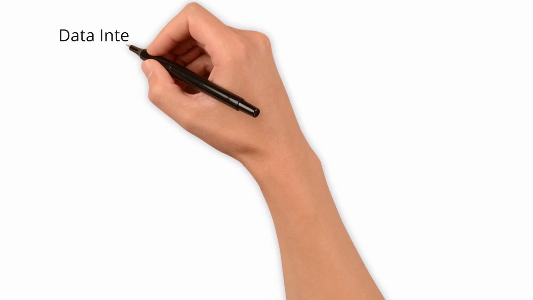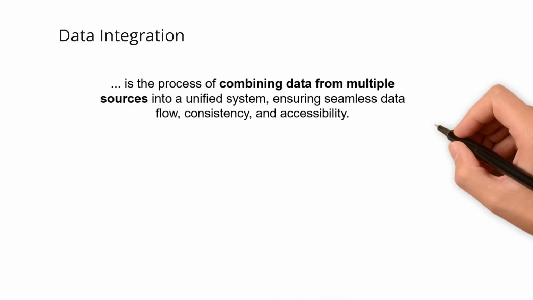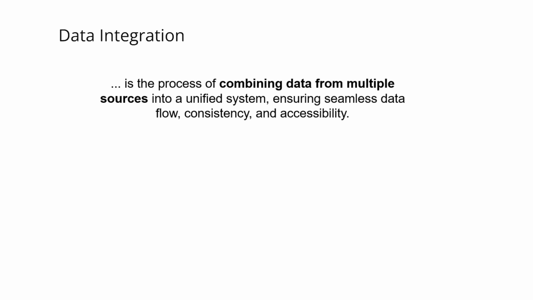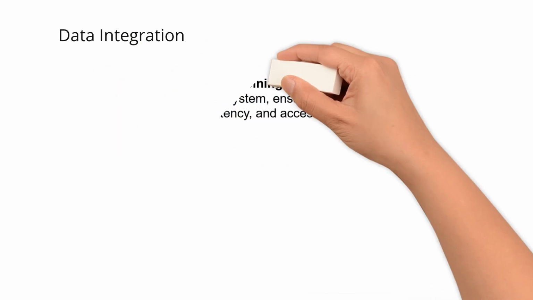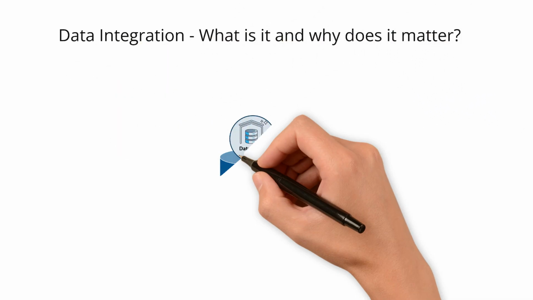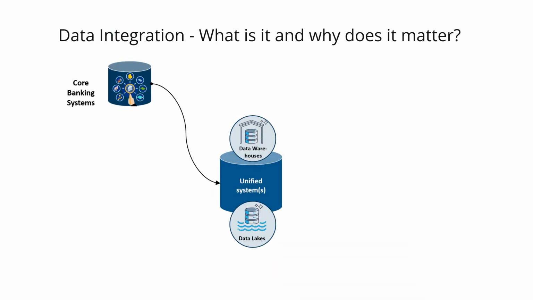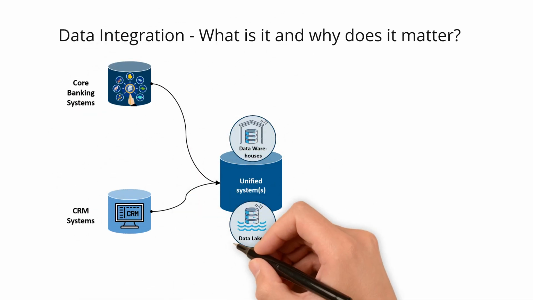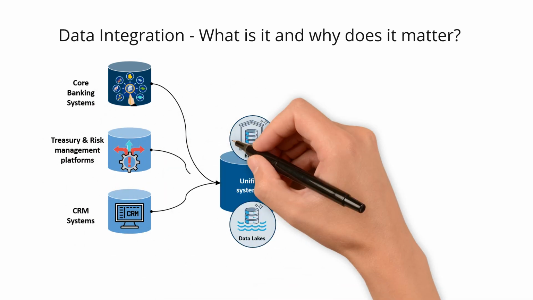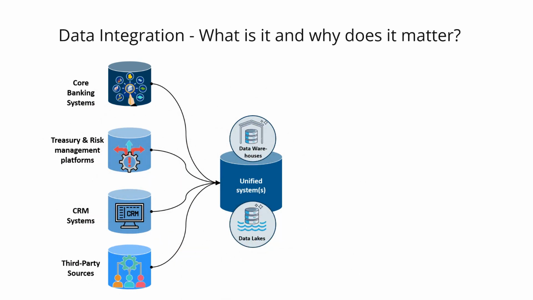As we heard already early in the course, data integration is the process of combining data from multiple sources into a unified system, ensuring seamless data flow, consistency, and accessibility. In banking, data integration enables real-time information exchange between core banking systems, customer relationship management systems, risk management platforms, compliance databases, and third-party financial services.